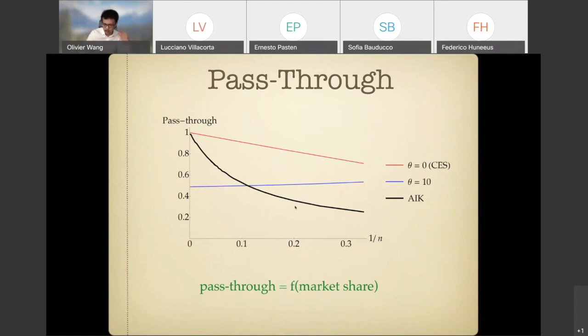And why? The intuition is that in static models, market share is actually a sufficient statistic for pass-through. You don't care whether it's coming from I'm a large firm facing a lot of small firms, or I'm a large firm facing other large firms. In a static model, you can show analytically that it gives you exactly the same pass-through. So it doesn't matter. In the dynamic model, it's not exact, but it's very, very close numerically.